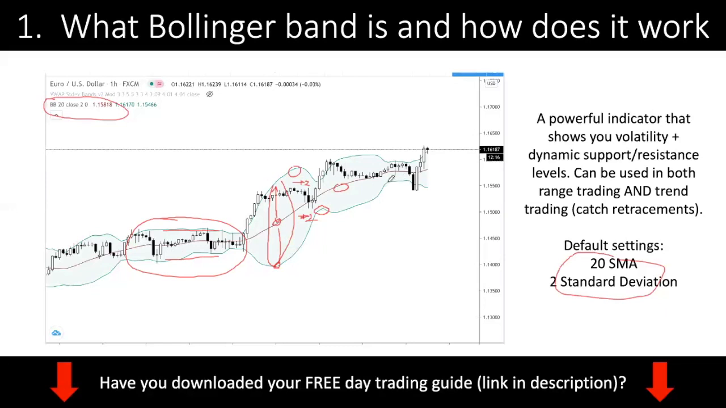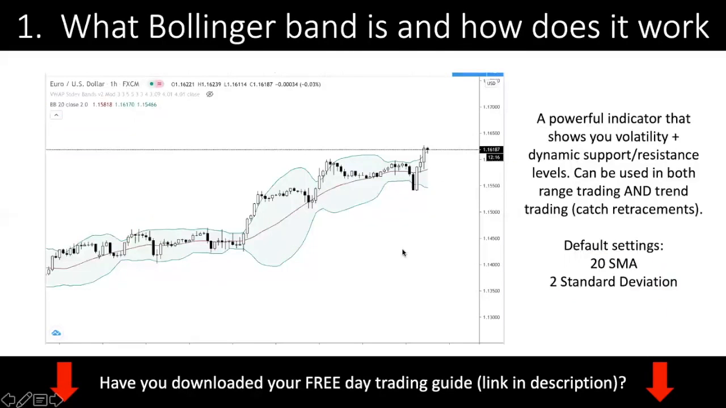Very simple. Let's say you are doing trend trading in this case. It's a trend trade because you have a low here first, then a high. You have a higher low, higher high, higher low, higher high, higher low. So this is in an uptrend. Again, if you do not know how to identify this, it is in our free day trading guide, so make sure you download that.